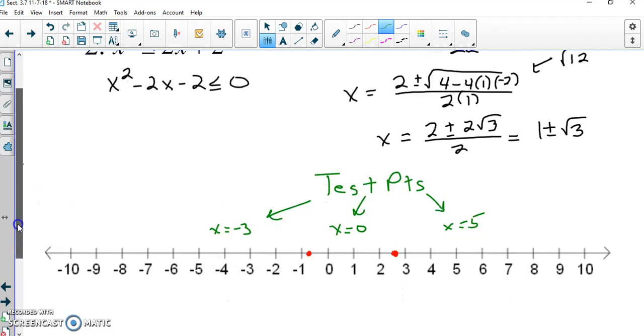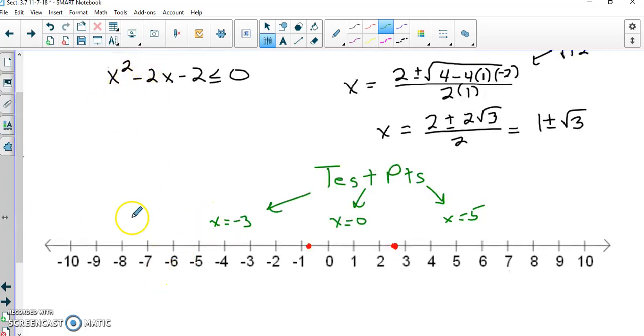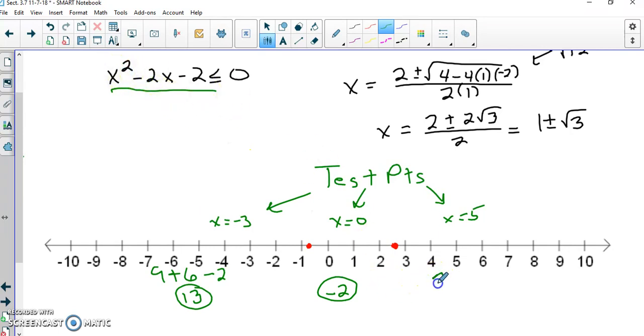Well, I don't have a factored form to plug it into, so I have to plug it into the original one. If I plug in negative 3, squared is 9, minus 2 times negative 3, which would be plus 6, minus 2, it looks like I get 13. Plug in 0. Well, if you plug in 0 into the equation, you're going to get negative 2. And plug in 5. What does that give me? 25 minus 10 minus 2, and I get positive 13.